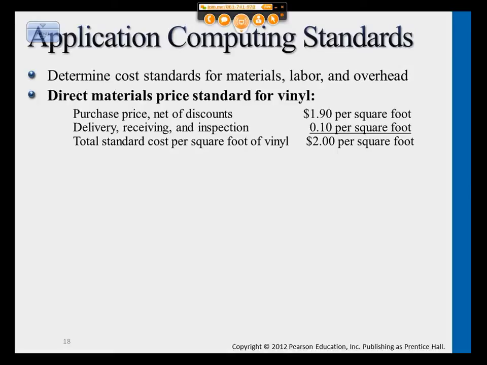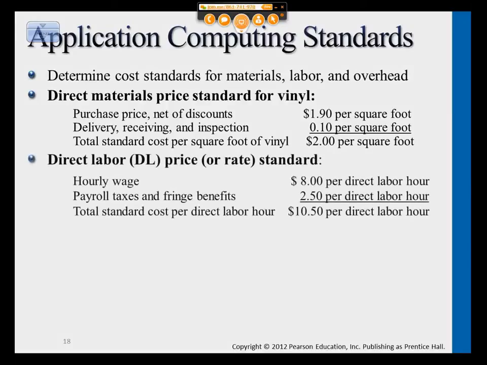All right, so we have the purchase price net of discount. It's given to us as $1.90 per square foot of vinyl. We also know that delivery, receiving, and inspection add on average 10 cents per square foot. So we sum those together, and our total standard cost per square foot of vinyl should be $2 per square foot.